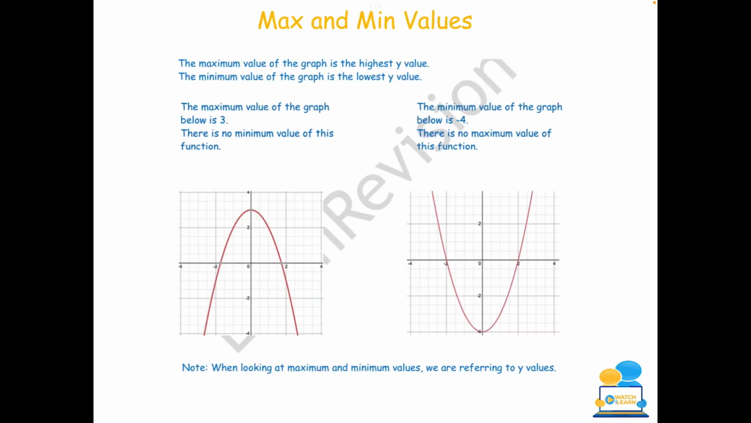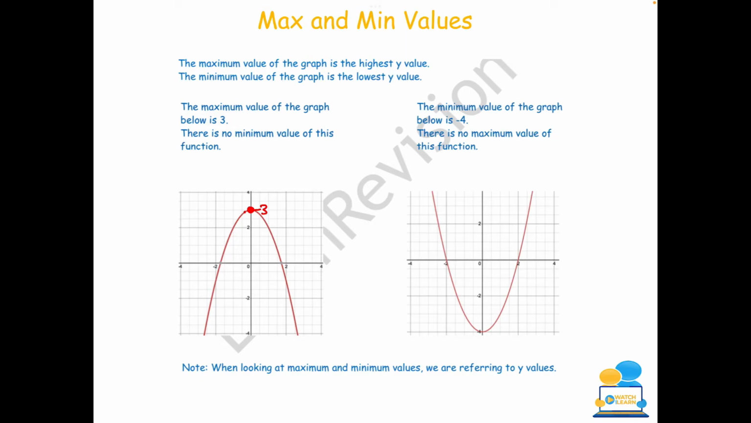So the maximum value of the graph is the highest y value. The minimum value of the graph is the lowest y value. If we look at the left-hand side here, the max value of the graph below is 3. As you can see, the maximum value is here. If you see our labeled axes, there's 2, there's 4, so it's halfway between, so it is 3. There's no minimum value of this function. There's only one high point.